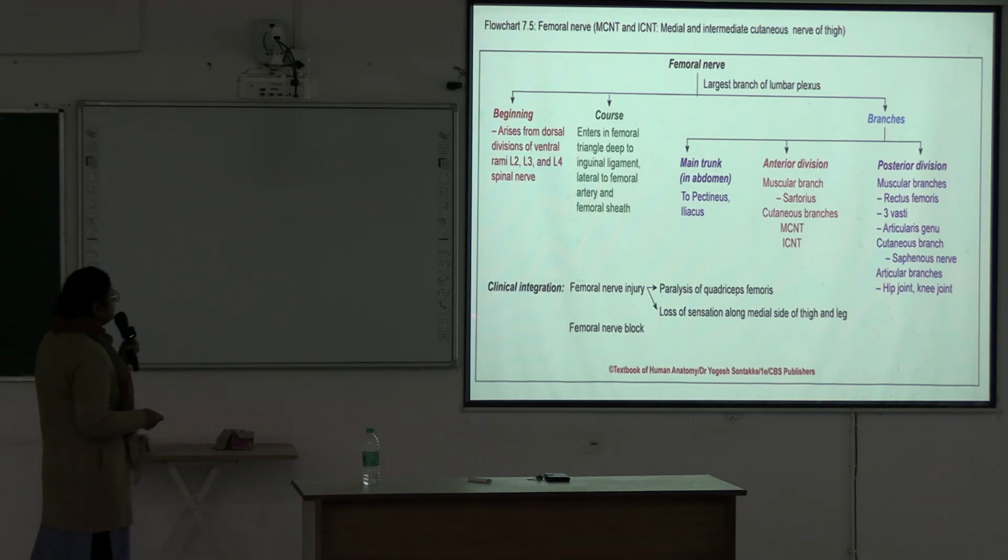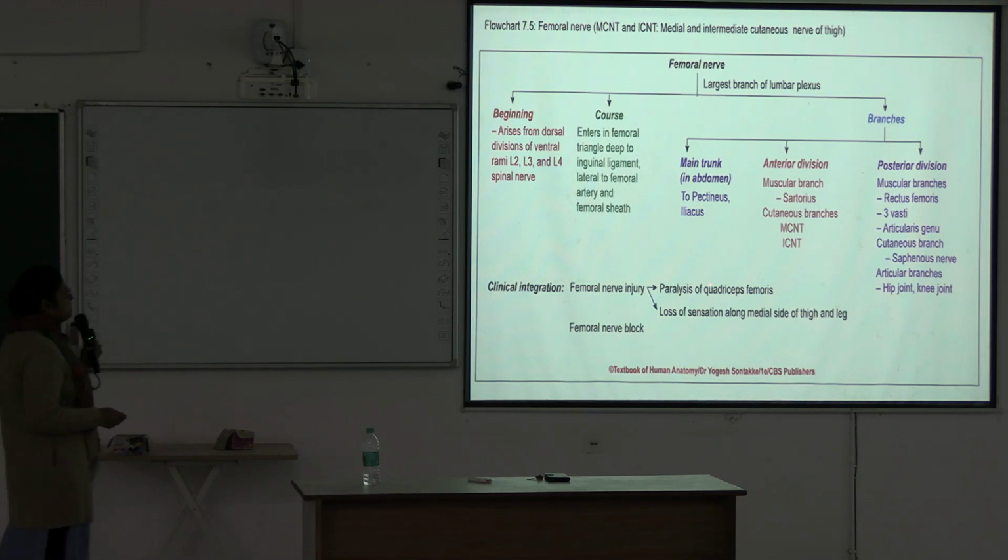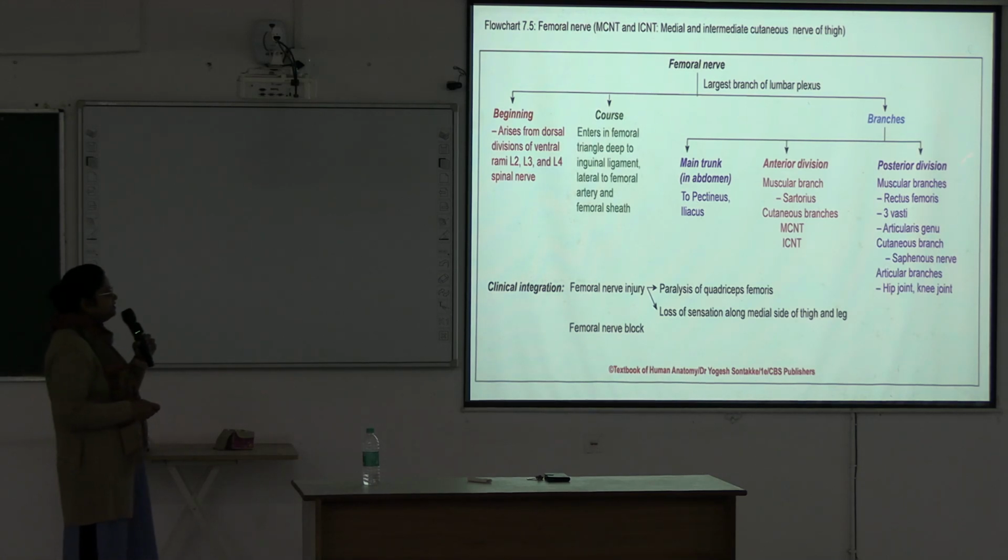Okay. And clinical integration: nerve injury leads to paralysis of quadriceps here and loss of sensation along the medial side of the thigh and leg. These nerves are lost. And femoral nerve block you have seen.